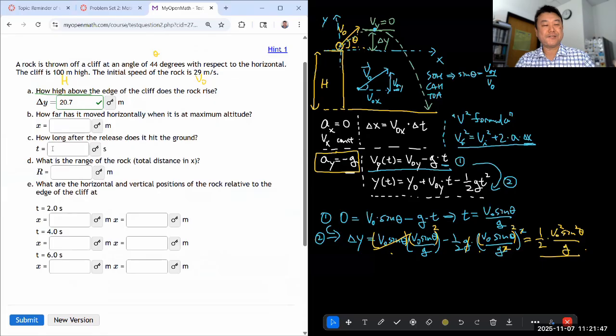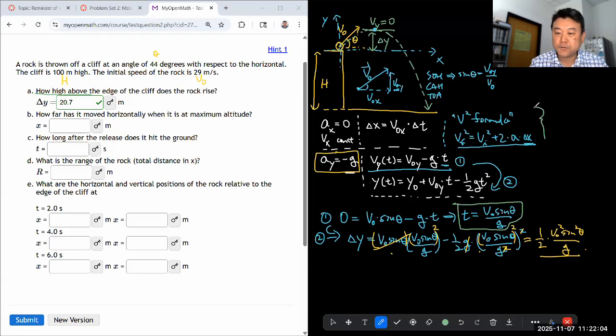Okay, let me move on to the next question. How far has it moved horizontally when it is at maximum altitude? Good. So I made a good choice without having read ahead to have worked this out. Because if you had used this v squared formula, then you would basically have to do this anyway for part B. So I didn't read ahead, but I made a good choice. So I'm going to use this as my equation 1 prime and plug it into equation 3, which will give me how far it has traveled.